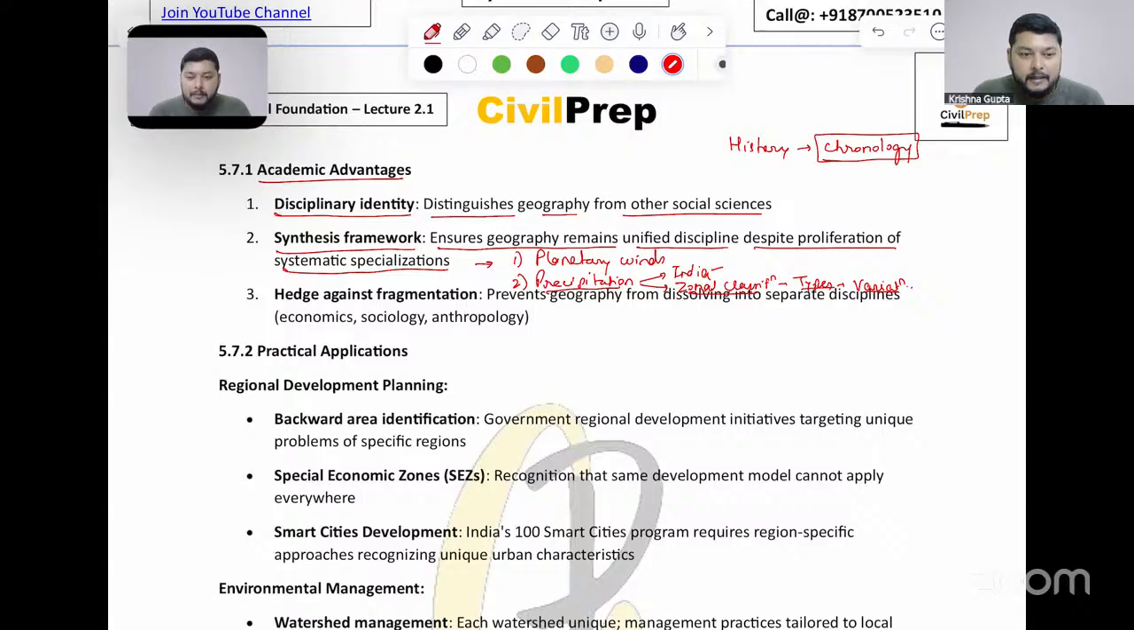Similar thing goes for the planetary winds or the wind system. When we talk about the winds in India, we have the monsoonal winds like the northeast wind and the southwest wind system. But from a planetary perspective, we have easterlies, we have westerlies, we have the jet streams, which are also part of the wind system here, more localized but very important to understand various other phenomena. So these things are synthesized together by this areal differentiation, which then hedges against fragmentation. It prevents geography from dissolving into separate disciplines, that is economics, sociology and anthropology.